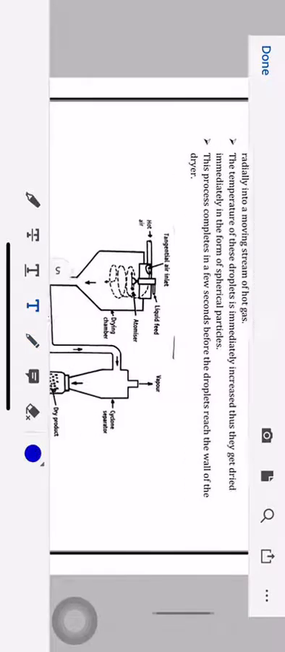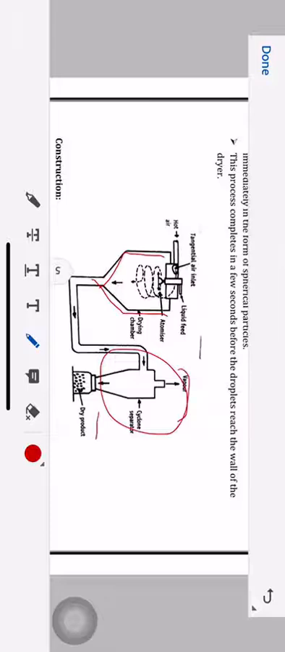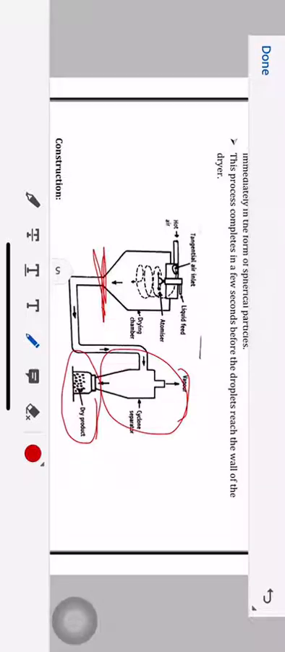Before moving to the principle, let me explain the diagram first. So this is the spray dryer. This chamber which you can see is the spray dryer. This is the cyclone separator, and this is the product collector. Only this much part is the spray dryer.